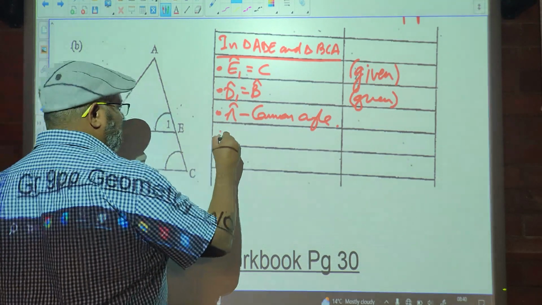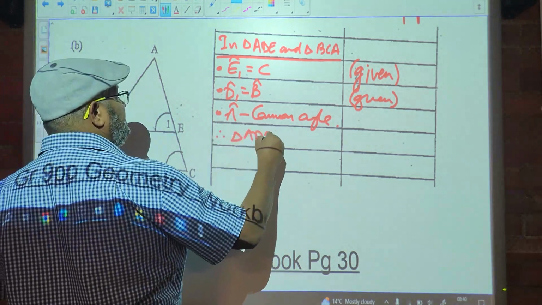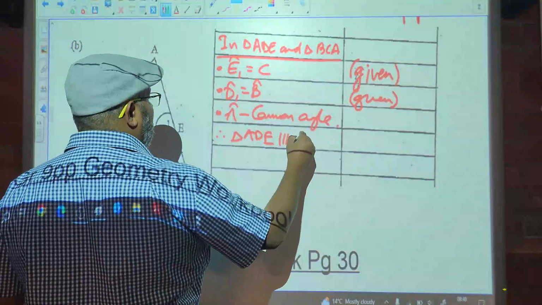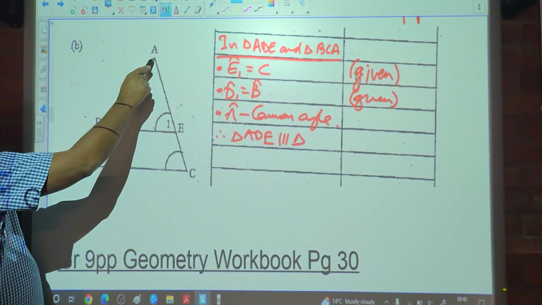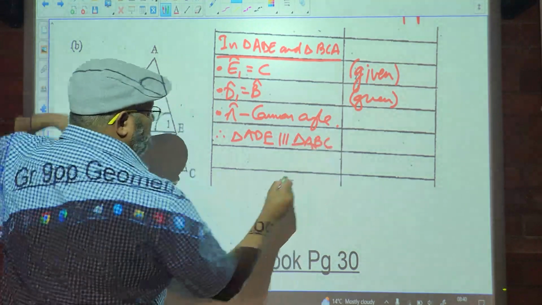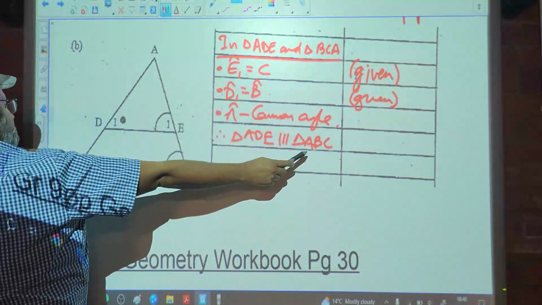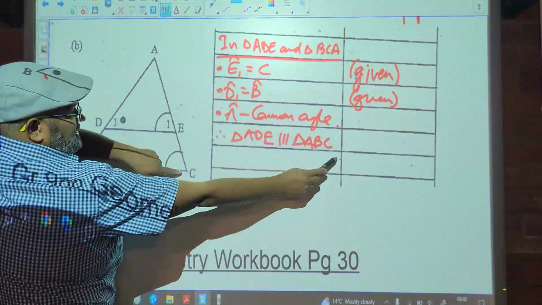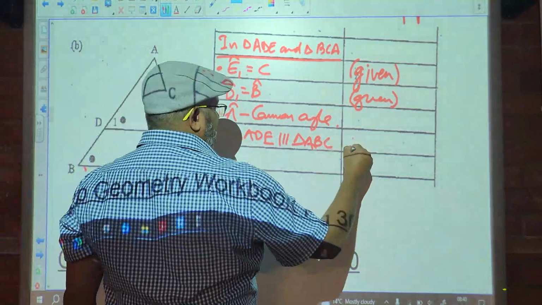What can I conclude now? Therefore, triangle ADE is similar to triangle ABC. As you can see, A corresponds with angle A, angle D corresponds with angle B, and angle E corresponds with angle C. And what's the count here? Angle, angle.